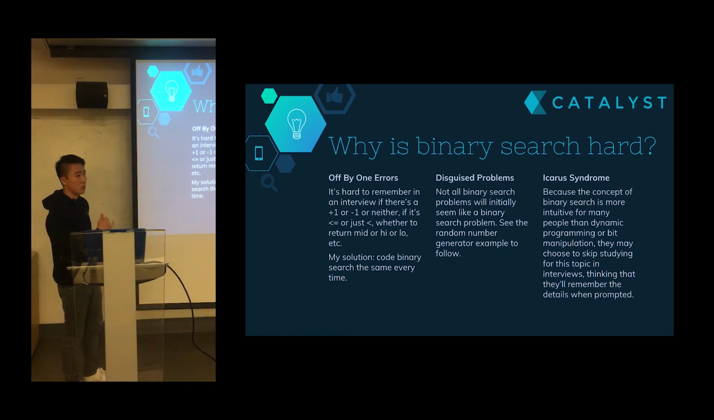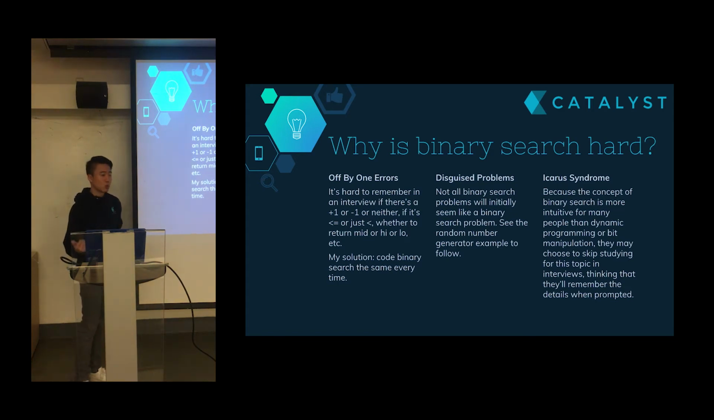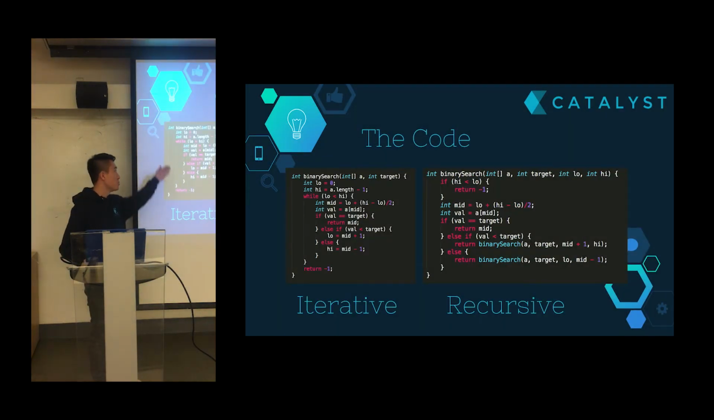It's super hard to remember whether to add 1, subtract 1, whether it's less than or equal to or just less than, which exact variable you should be returning. My solution is, whenever you're doing binary search problems, and you will see in a moment why you should do them, even though it's a very intuitive thing, try to code it the exact same way every single time. Make sure every single time you return mid, instead of mixing it up and being like, oh, I should return high - 1 or something like that.